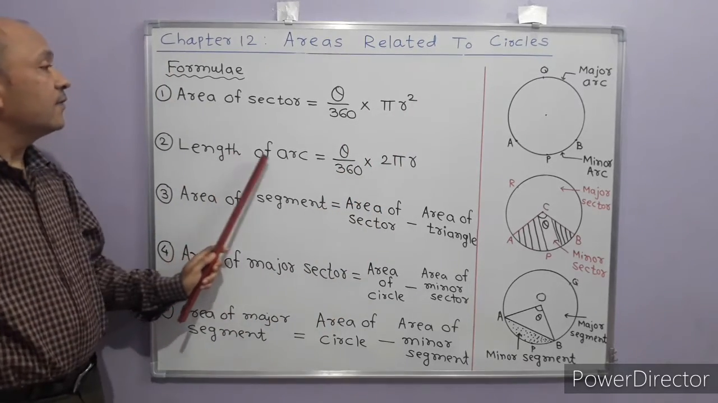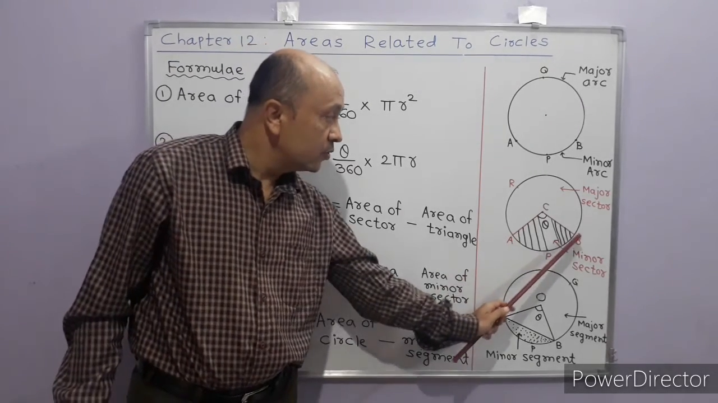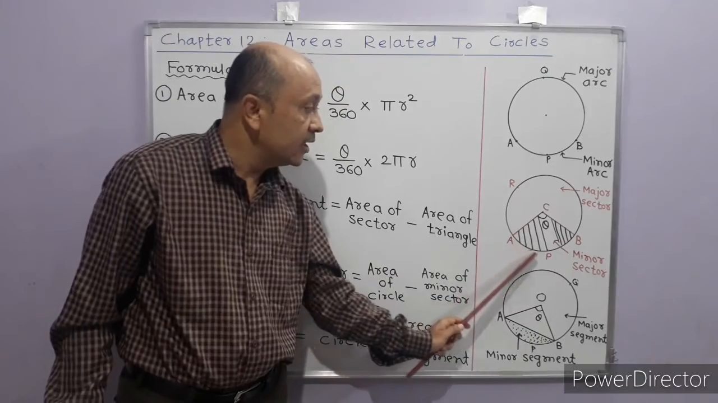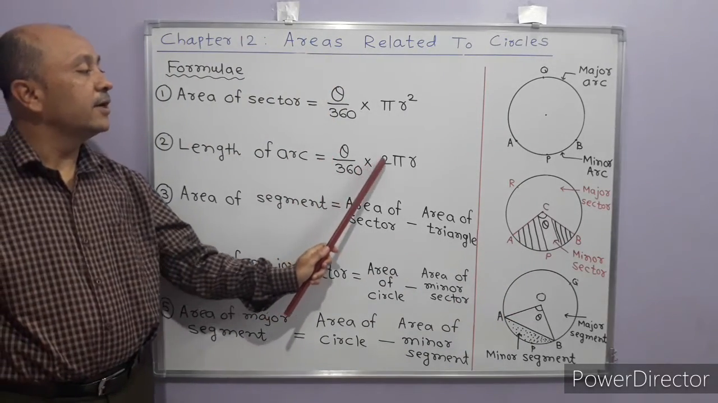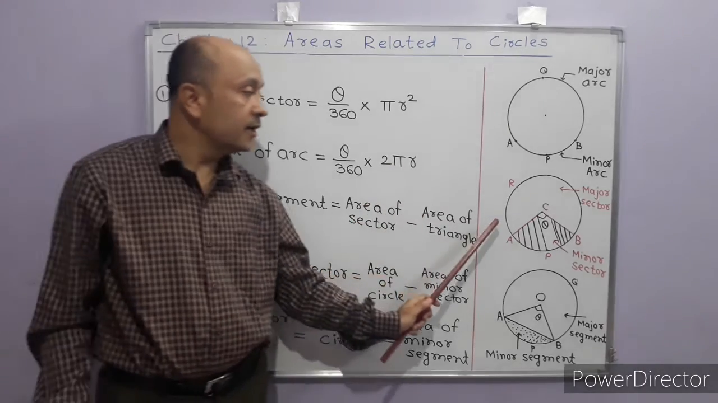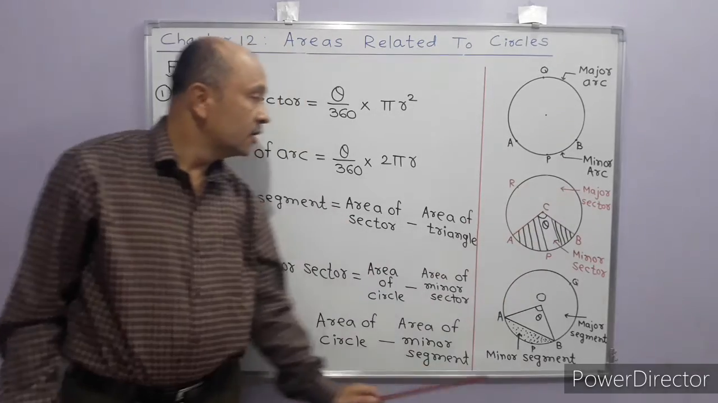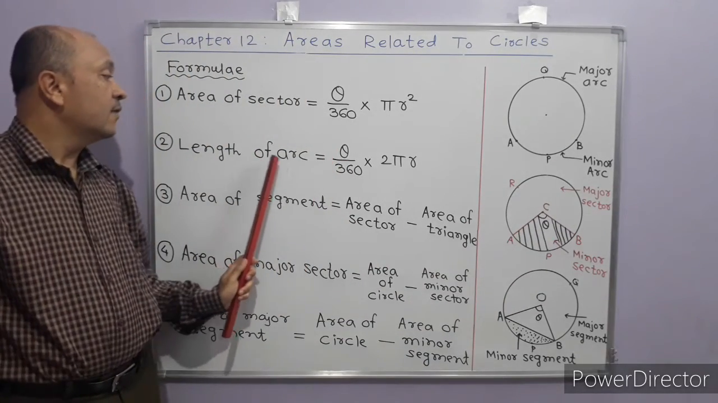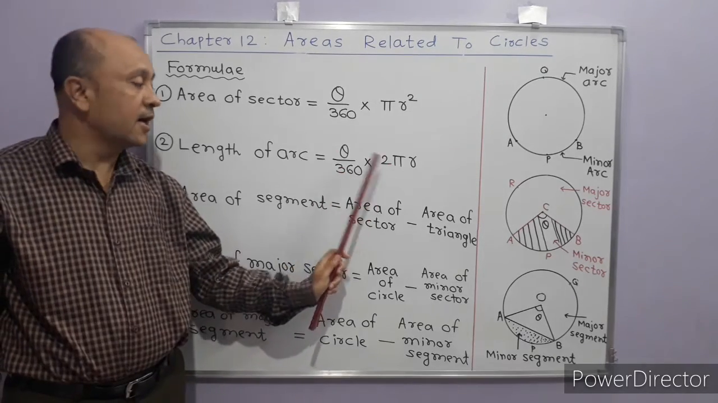Then next, length of arc. Suppose this arc we want to measure. Then what is the formula for length of arc? That is theta upon 360 multiplied by 2 pi r, because 2 pi r is the circumference of the whole circle, the length of the whole circle. So length of minor arc is theta upon 360 multiplied by 2 pi r.